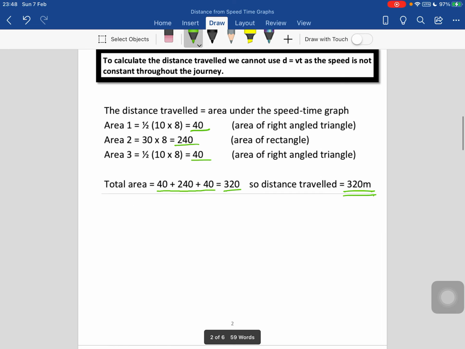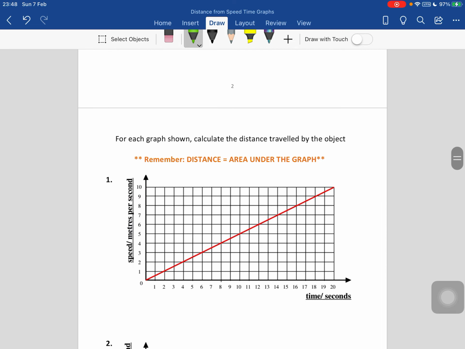What you must do for every question, the very first line that you write down for every problem is this bit here, distance equals area under graph. Okay, that's basically your equation for these problems. So you have to write that down as the first line for every single problem that you do.